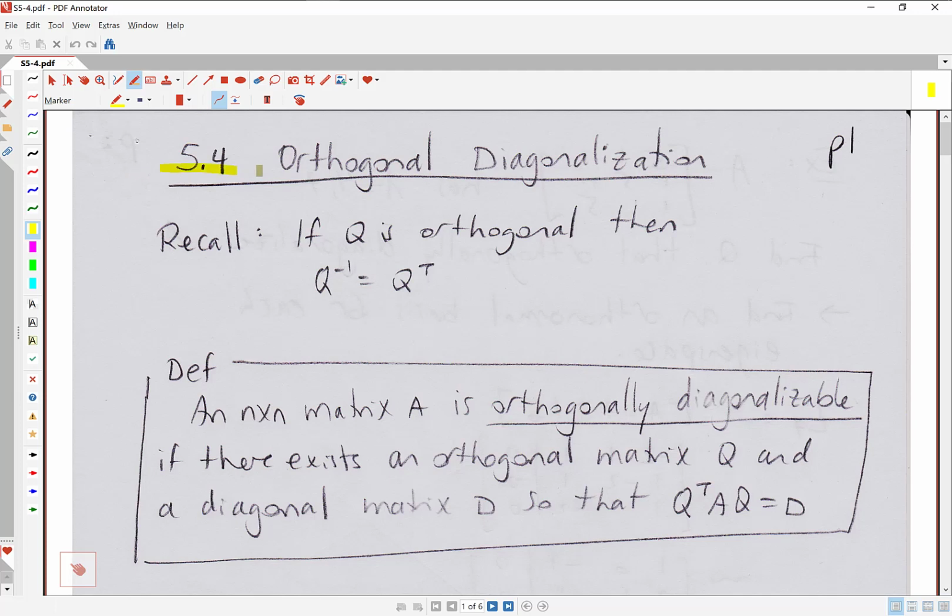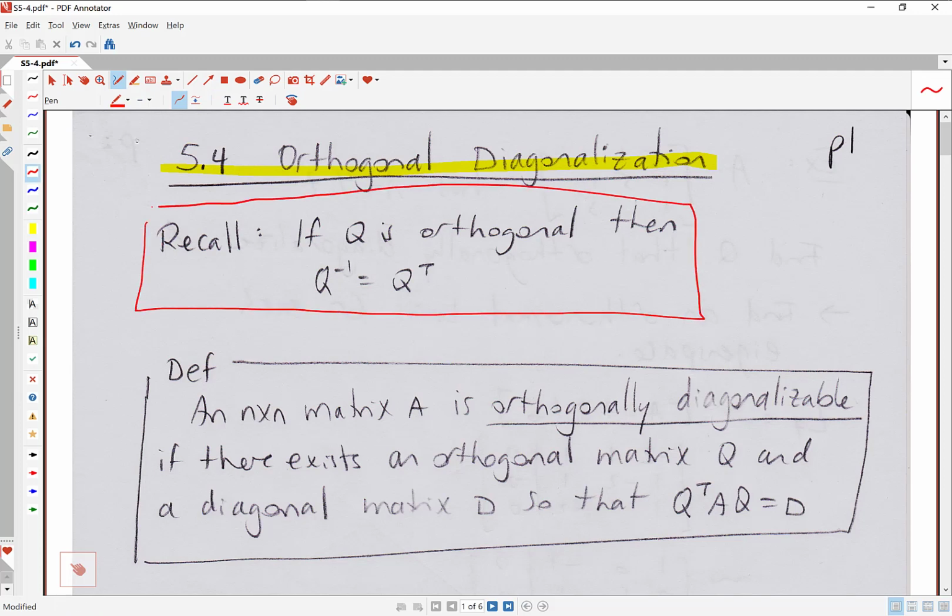In this video, we're going to take a look at orthogonal diagonalization. First, let's recall a fact about orthogonal matrices. If Q is an orthogonal matrix, then Q inverse equals Q transpose. That fact makes orthogonal matrices particularly nice to work with. So with that in mind, let's look at a definition.